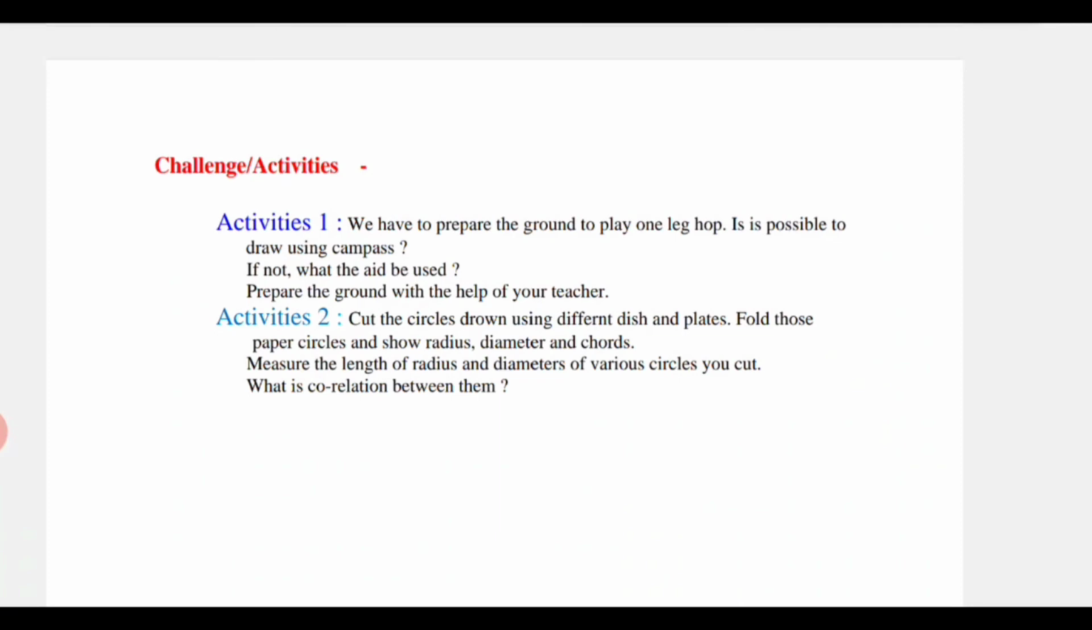Now the second activity is cut the circles. Circles drawn using different dishes and plates. In your house there are different dishes and plates, so you can put those dishes and plates on paper and draw the circles with the help of them. Fold the papers and show the radius, diameter and chords. Okay, so you have to fold that paper, you have to show the radius, you have to show the diameter, you have to show the chord.